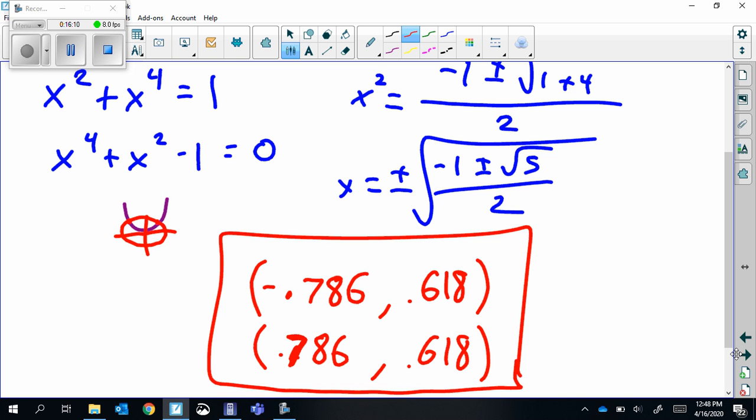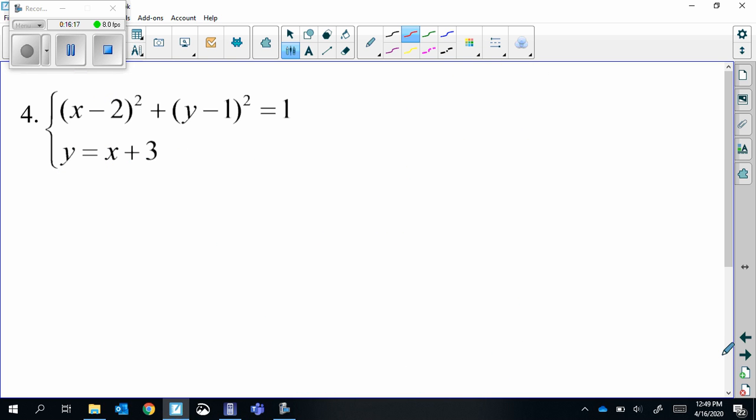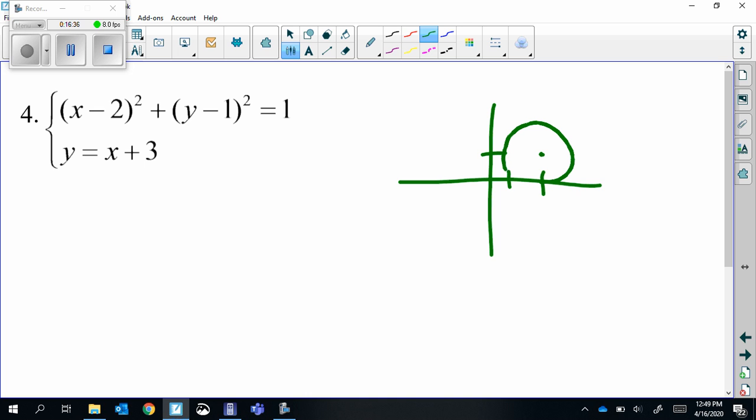All right, so you can solve them by hand with substitution. You can solve them with the calculator, with graphing. This would also be able to be graphed. This is another circle. If you remember from geometry, this means the center is 2, 1. And then the radius is 1. So it's going to look kind of like that. That's not very much like a circle, but that's okay.